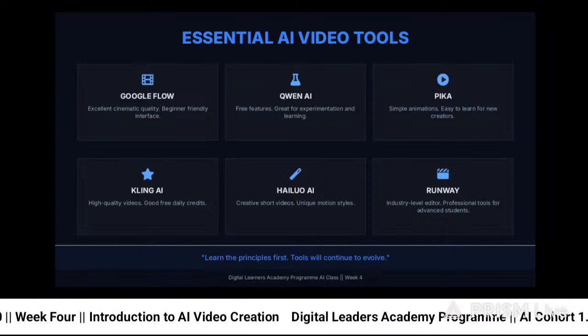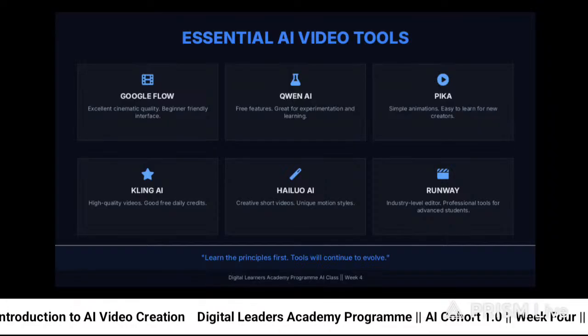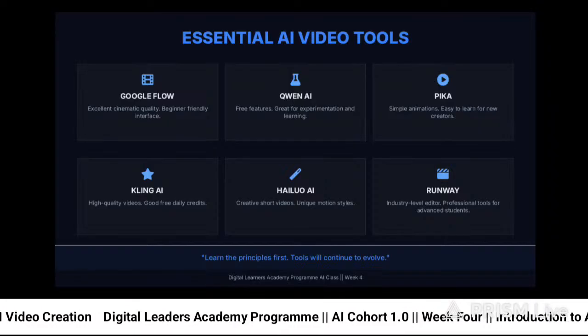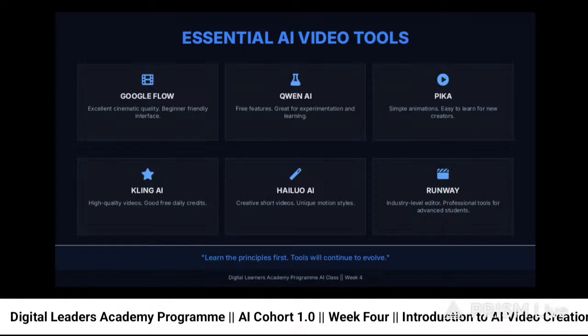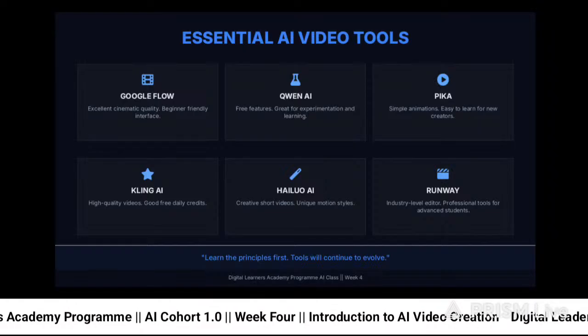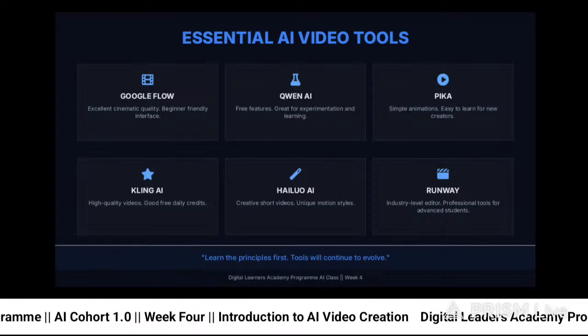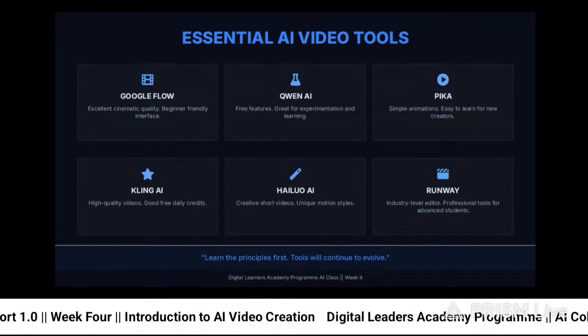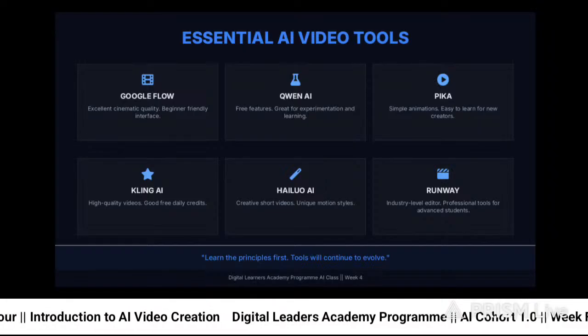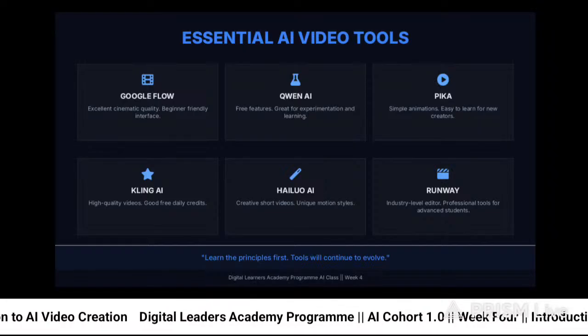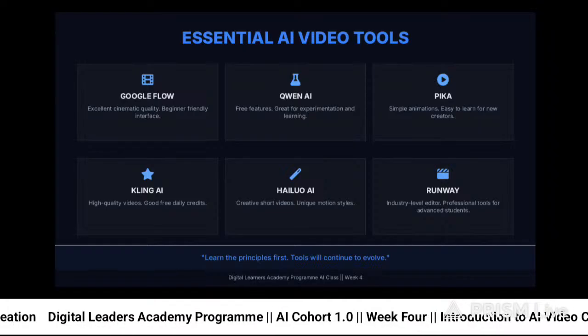It's free. I think you can create up to like 6. And then within seconds, your video is created. That's one thing I love about it. The moment you give it the prompt and you send, within at most 20 seconds, your video is created. Okay, so you can use it to create simple animations. It is easy to learn for new creators. Very, very easy. I really recommend it. It's one of the tools that I started with.